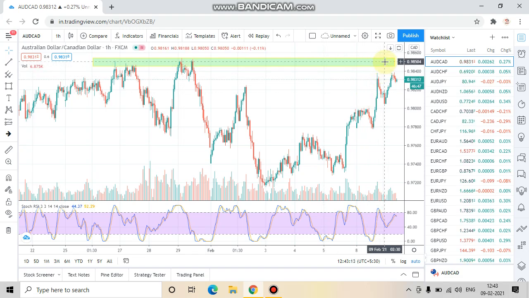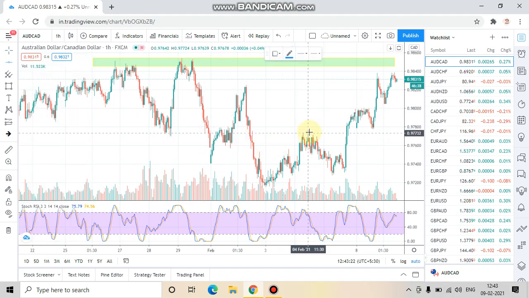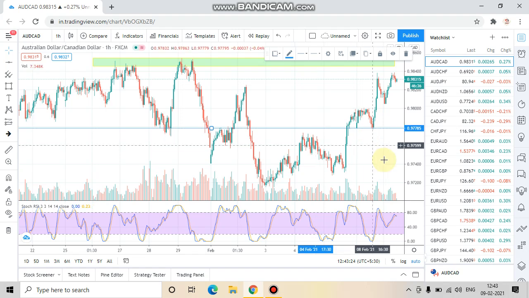And what will be the best position to buy? The best position to buy will be this particular level. Let me show you. See, this will be a very good position to buy. This price level, 0.97785, has already acted as a support here and here also. So this will be a point to look out for.